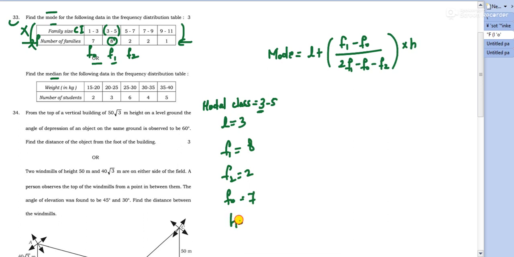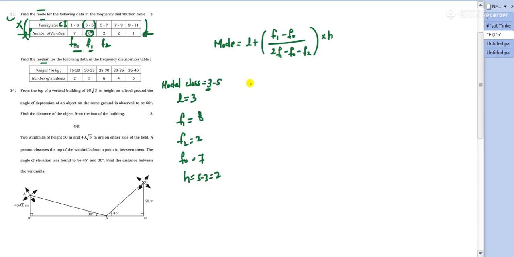What about h? h is the class size. So what is size? You can see 2, 2, everywhere it is 2. So you can also write 5 minus 3, which is 2. Just substitute now. So mode is equal to L plus f1 minus f0, which is 8 minus 7, divided by 2 into f1, 8, minus f0, 7, minus f2, 2, into h. h is also 2. Here L is 3.